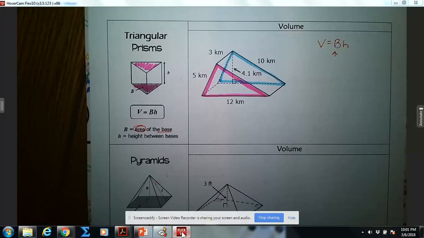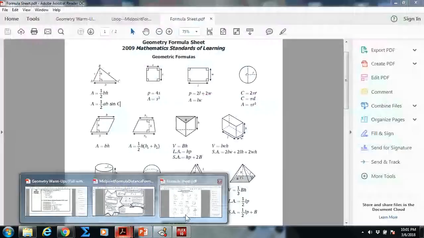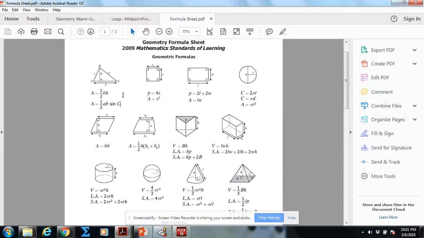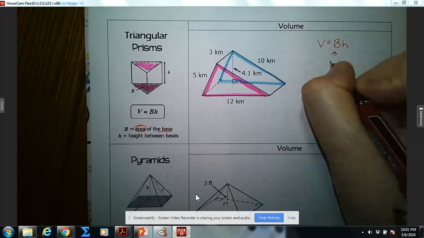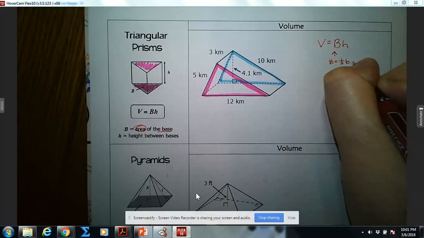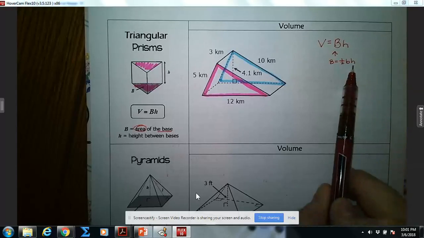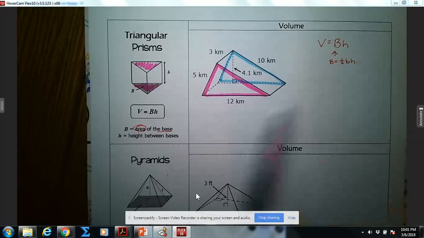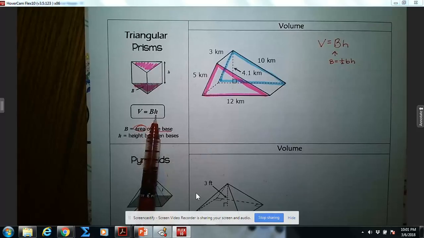So you need to know what the base area formula is for a triangle, and that's where your formula sheet's going to come in handy. Go back up here to your triangle from the very beginning of this unit. Area formula for a triangle is 1/2 base of the triangle times height of the triangle. Okay, remember, this is height of the triangle versus in the volume formula, that's height between the bases. So those are two different heights. So this is just a little breakout that we're going to work on.